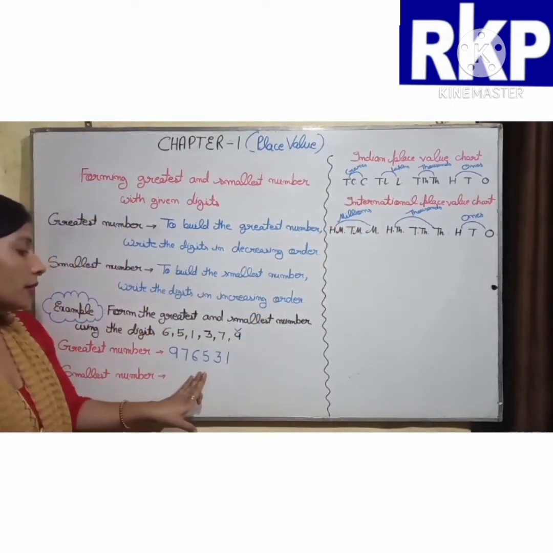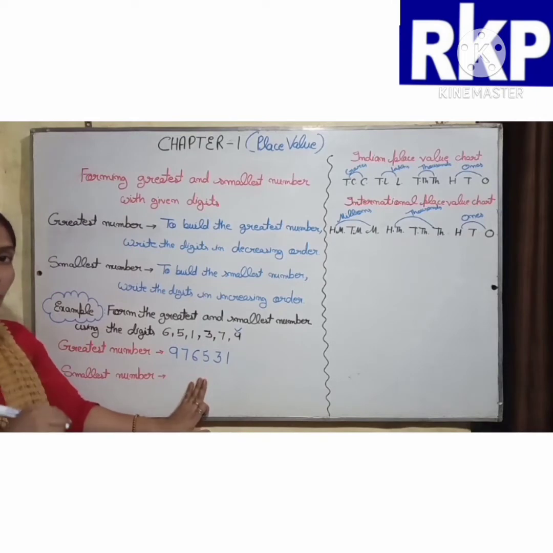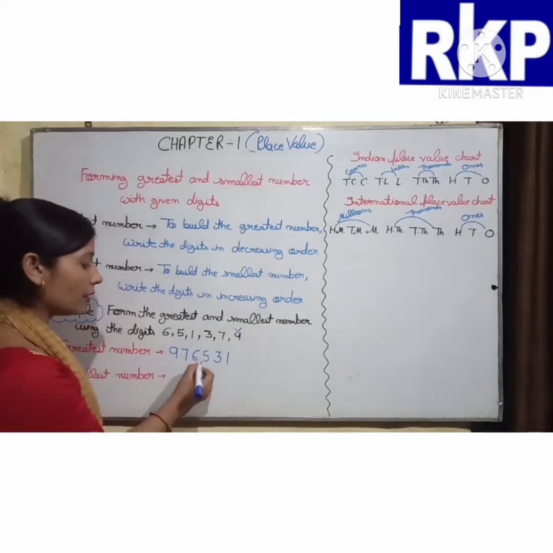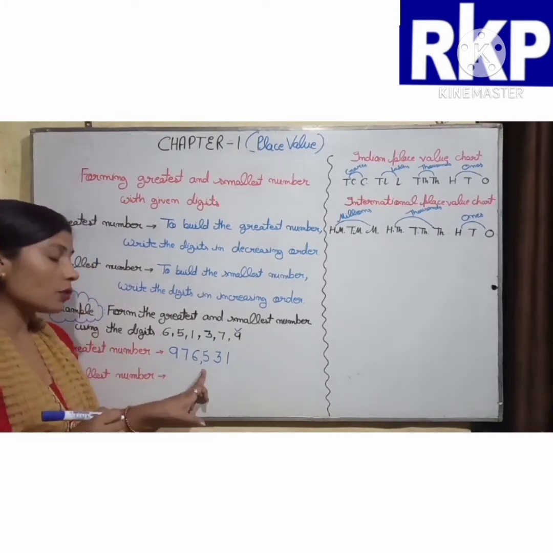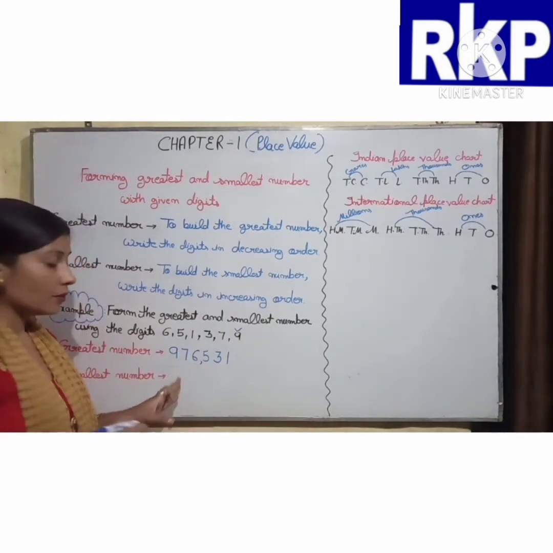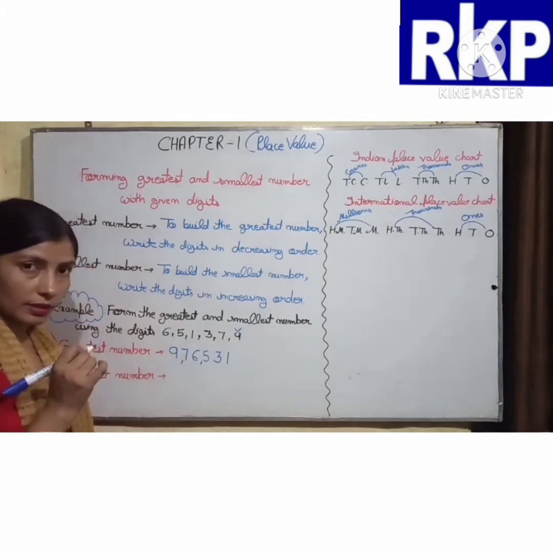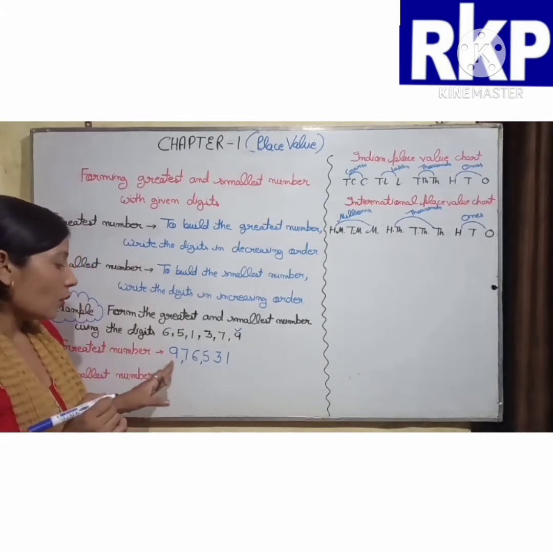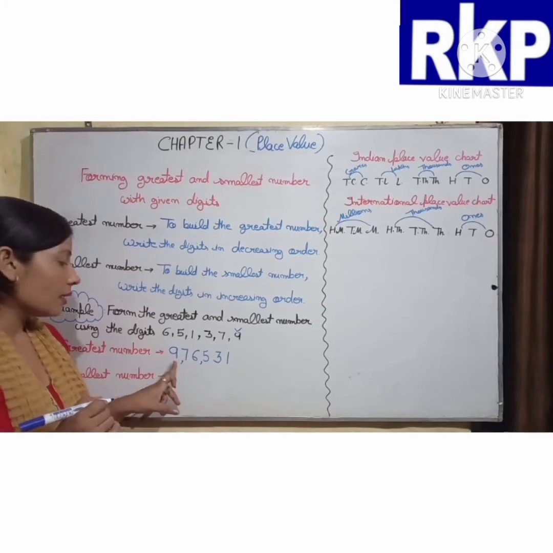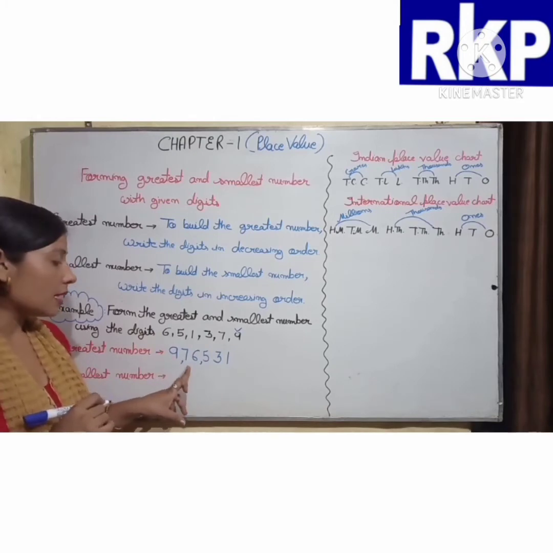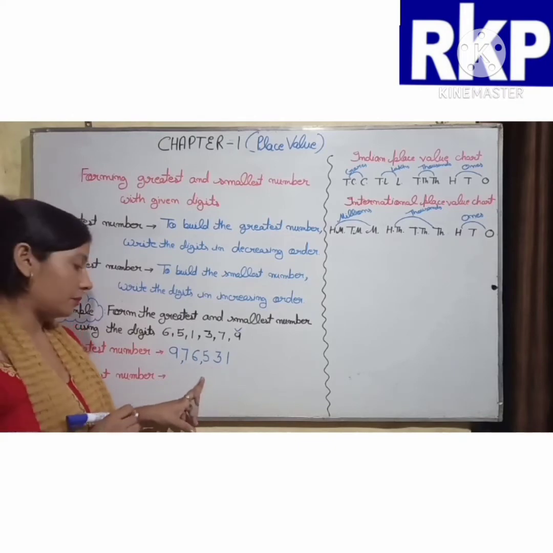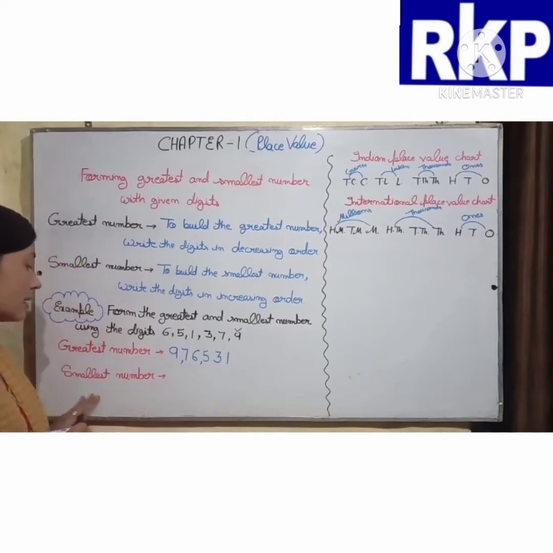Now beta, according to the Indian place value system, we have to leave 3 digits from the right side, and then we put the comma, and then we have to leave only 2 digits for the thousands period. So how can we read it? 9 lakhs 76,531. Now let us see the smallest number.